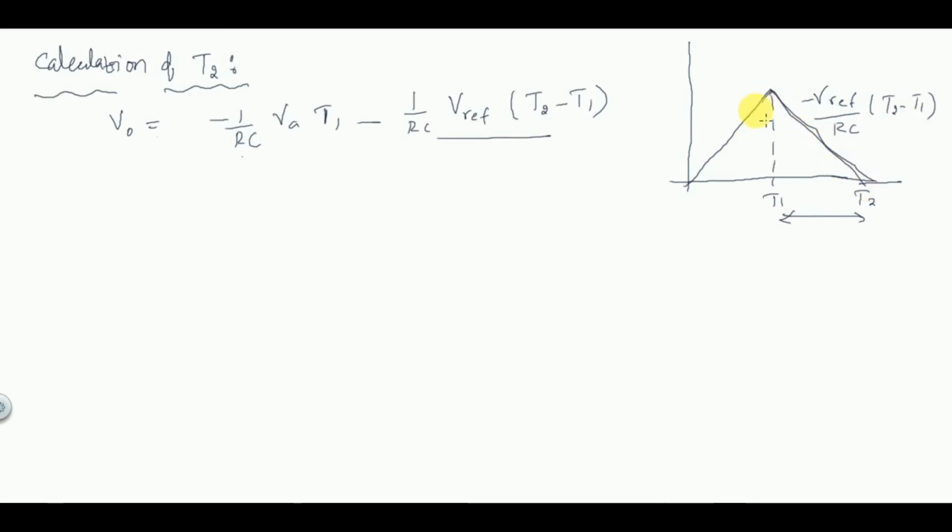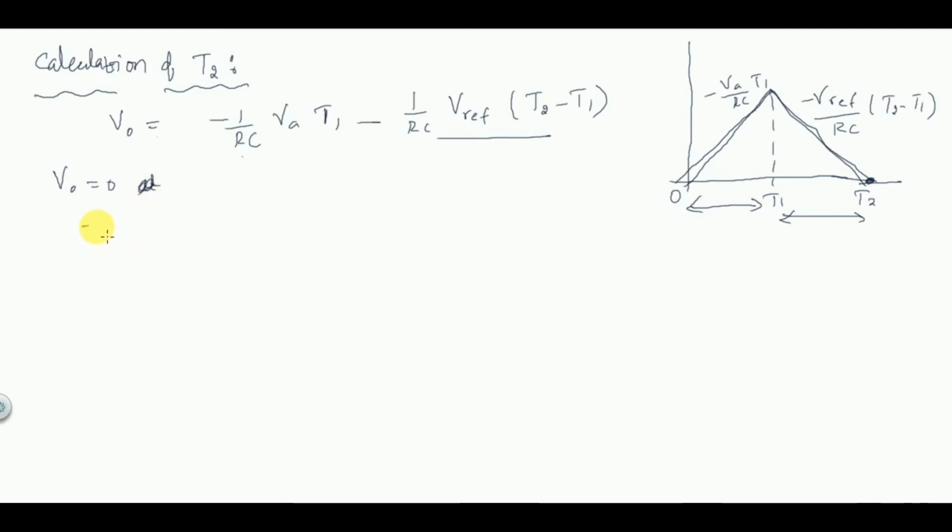So the output in this part, the slope is minus VA by RC, into T1. So 0 to T1 is the time here, so total time is T1 minus 0, which is equal to T1. So at T2, if you want to find T2, the output is going to be 0. So V0 is equal to 0 at t equal to T2.